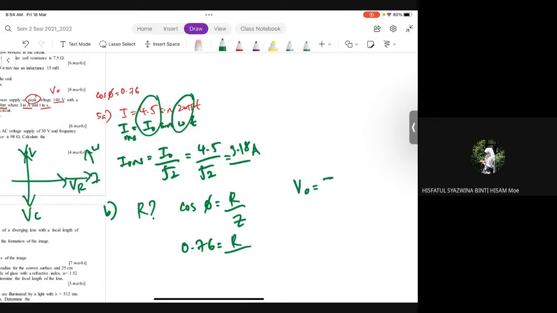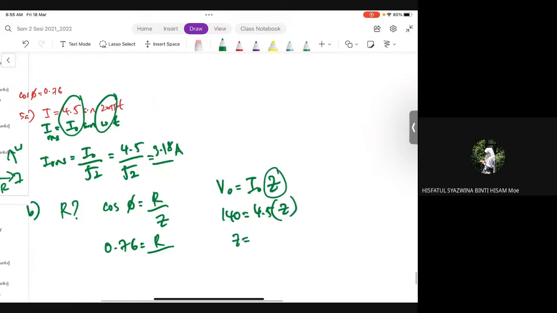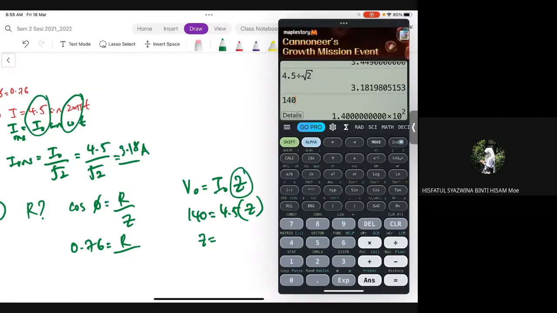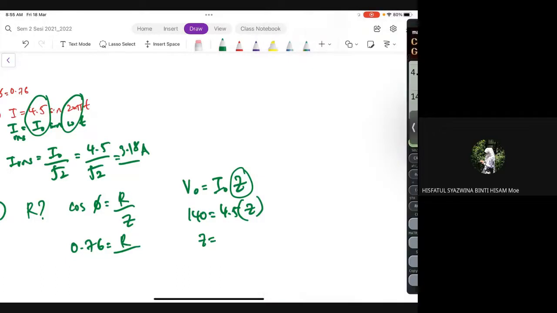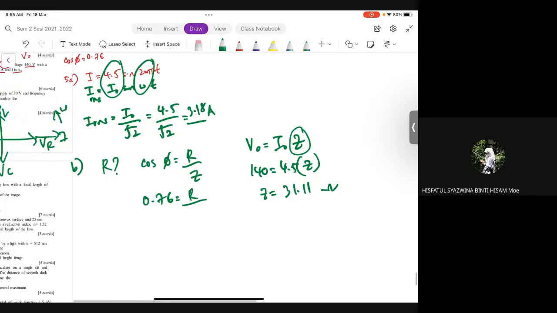V0 equals I0 Z. Because it is a combination case, it has to use Z. It's an RLC case. So, what is V0? 140. I0 was 4.5 earlier. So, I can find Z. Let me find Z first. So, 140 divided by 4.5. My answer is 31.11 ohm. So, I can put it in here.